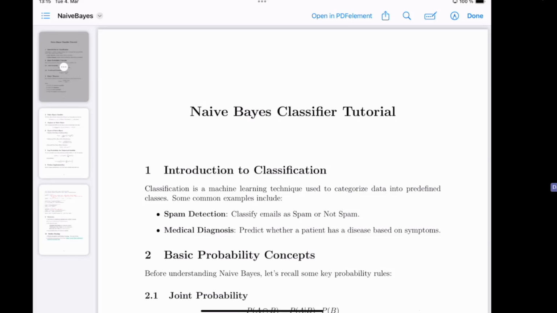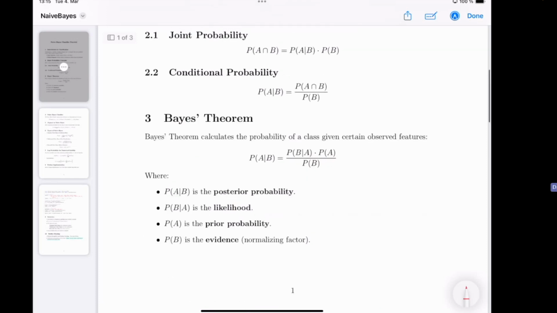So, as you remember, we talked about the naive Bayes classifier, which is a kind of classifier like any other classifier. But the naive Bayes classifier is based on the Bayes theorem. So this is the Bayes theorem, you know that.